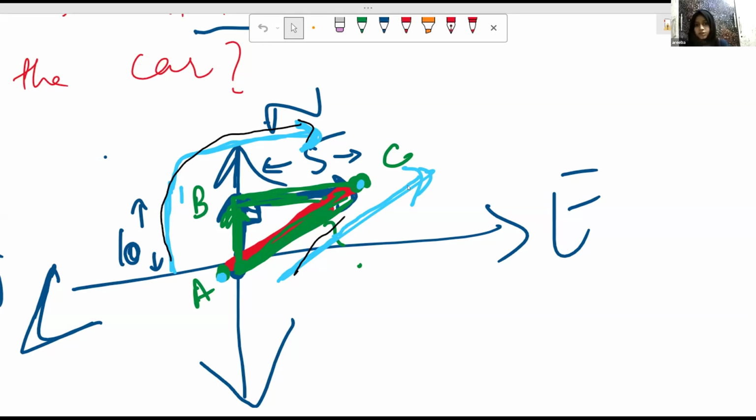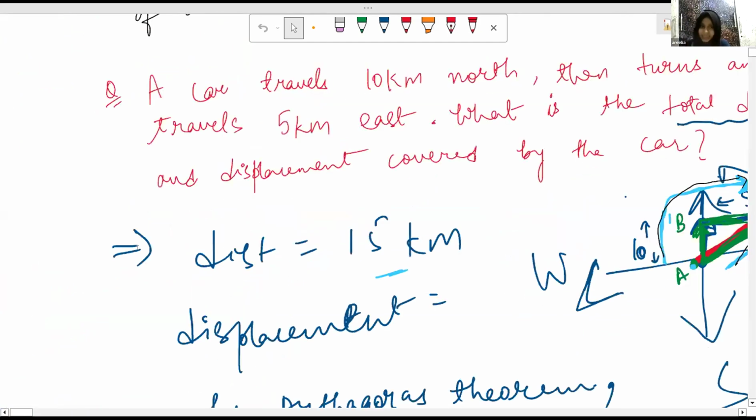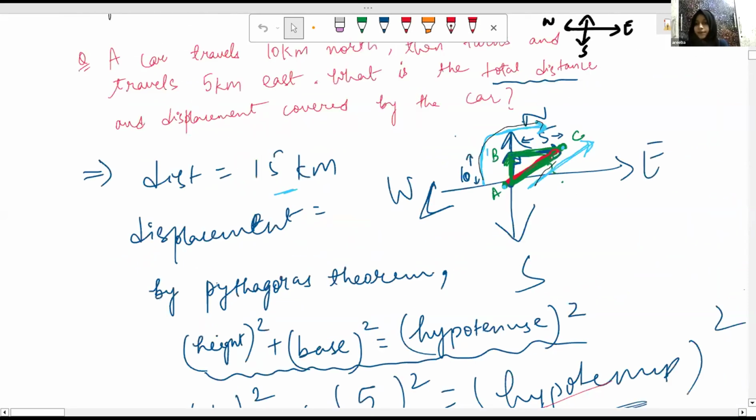Don't you think so? AC is the hypotenuse of this triangle, and this is a right angle triangle. So I have to find the hypotenuse here. Which theorem do we use for hypotenuse? The formula is perpendicular squared plus base squared will be equal to hypotenuse squared. The name of that theorem is Pythagoras theorem.